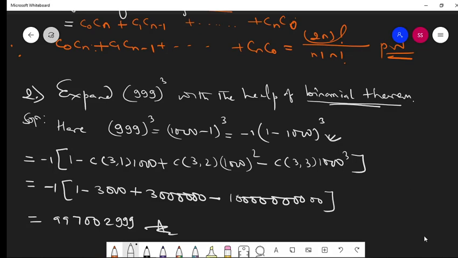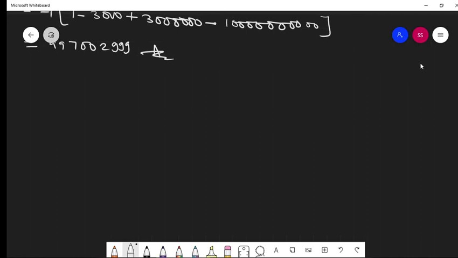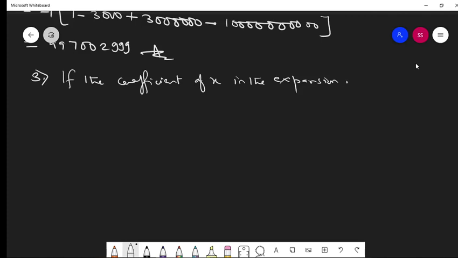Now the next, third important or additional question, is number 3. If the coefficient of x in the expansion of (x² + k/x)^5 is 270, then find the value of k. Solution.